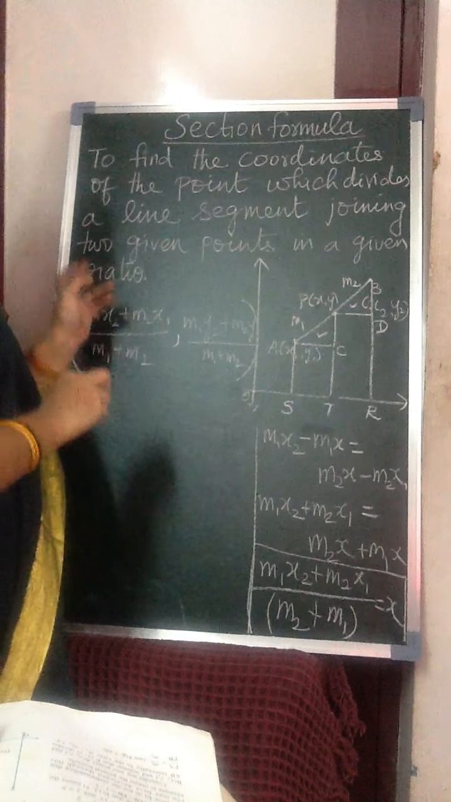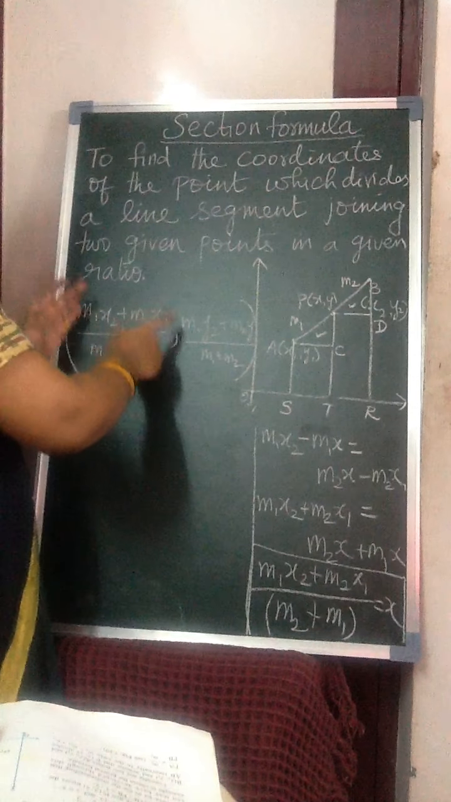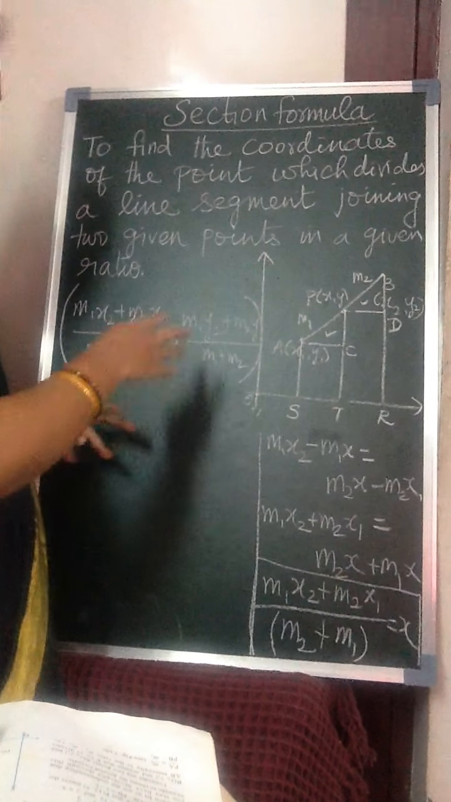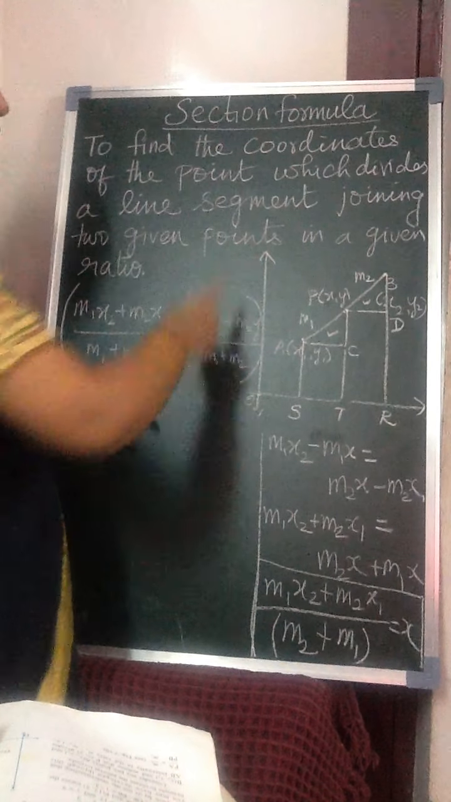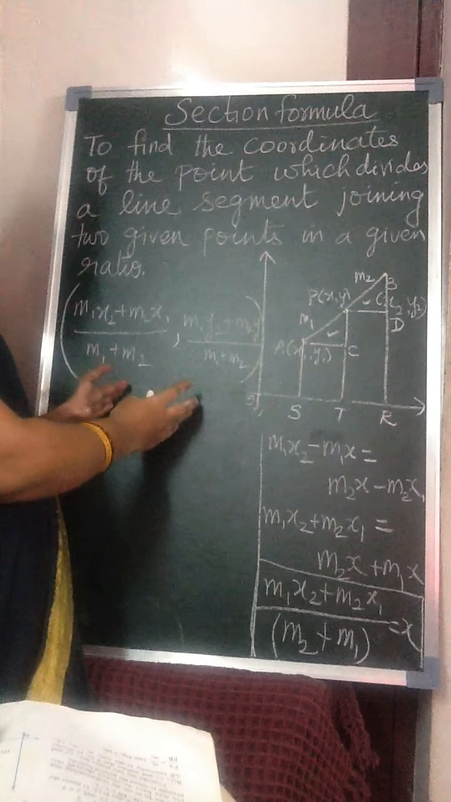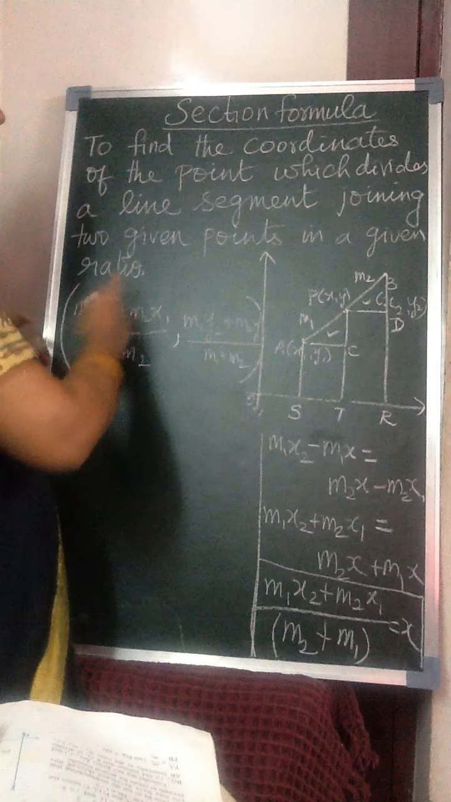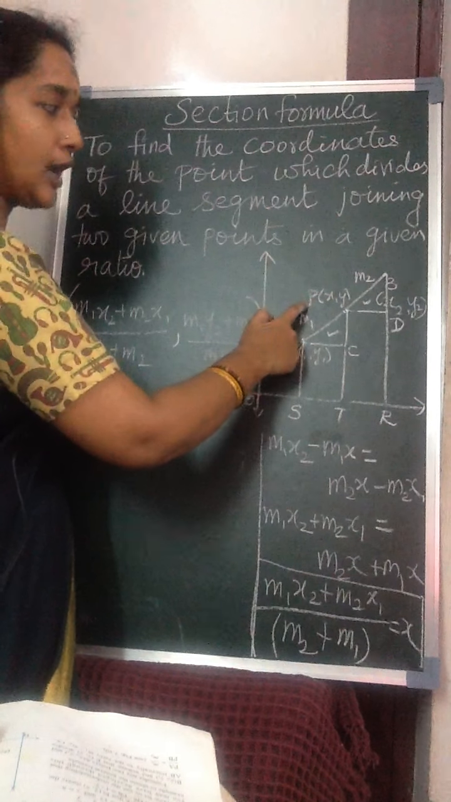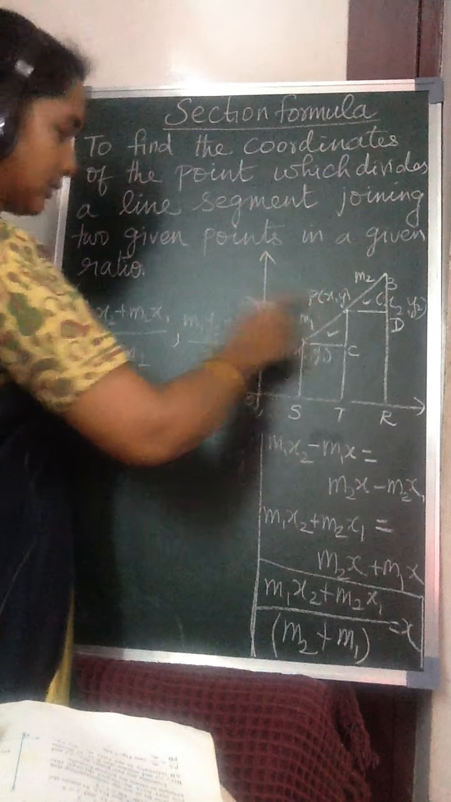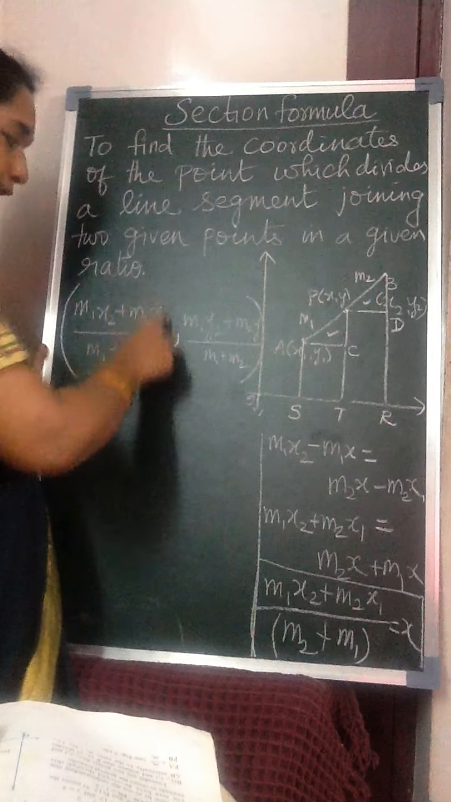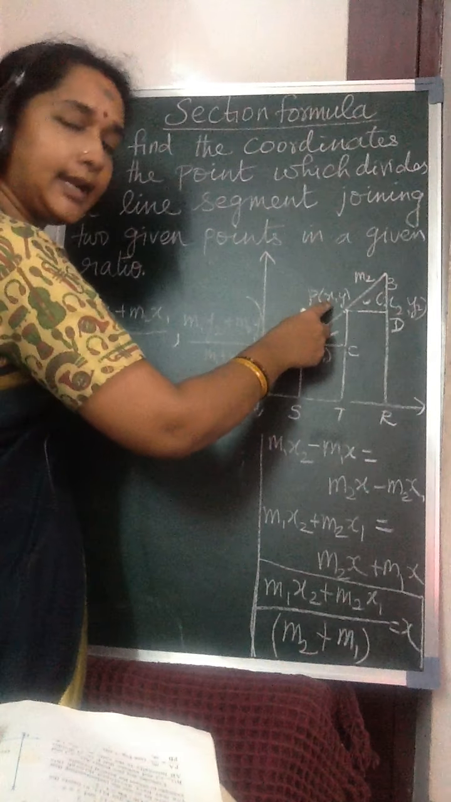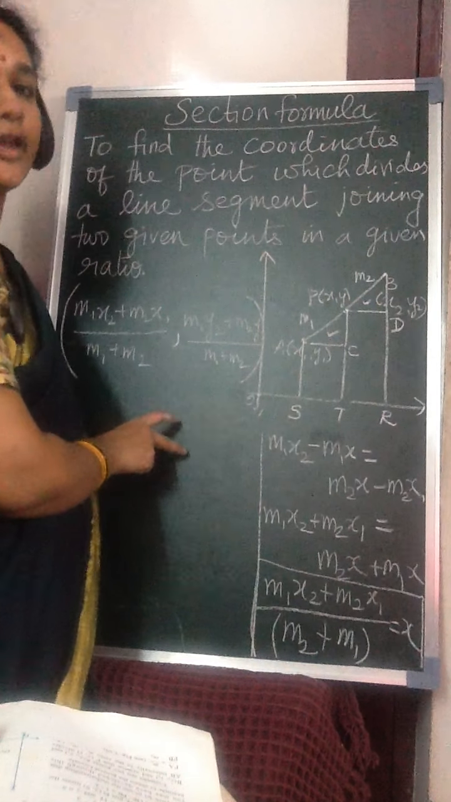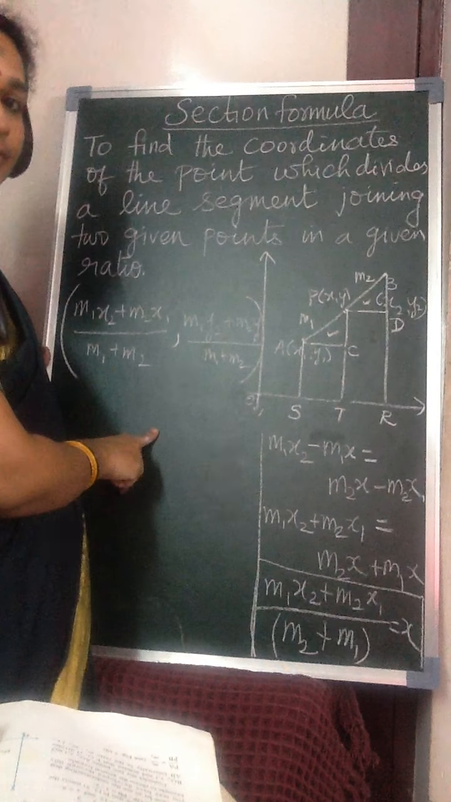Understood? So if all the values, that is m1, m2, x1, x2, y1, y2, are given, then you can find the section formula. This is the general form of the section formula, that is, the P coordinate. Here you have P as x comma y. So when you substitute all these values, you will get the x coordinate, and likewise the y coordinate. Understood? Thank you.